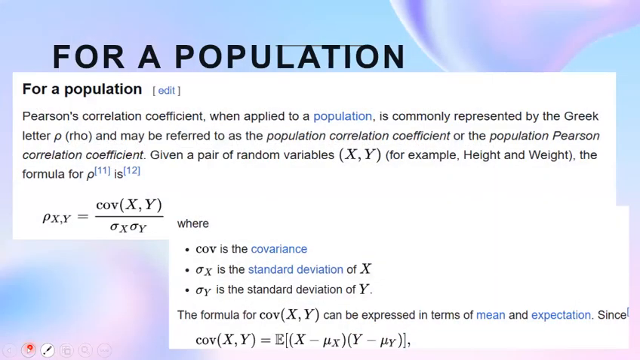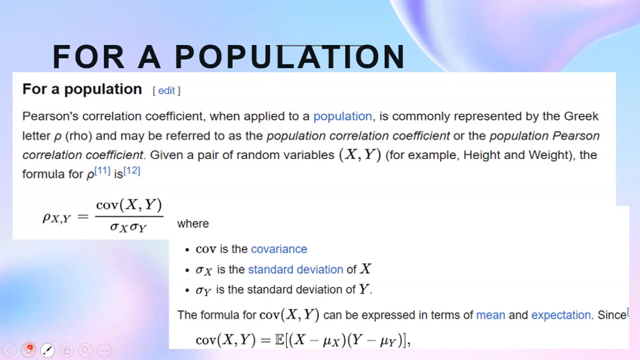So we basically have two settings in which we are going to be dealing with the correlation coefficient: in a population or in a sample. So for a population from which we are going to derive a sample, how are we going to express Pearson's correlation coefficient? Pearson's correlation coefficient when applied to a population is commonly represented by the Greek letter rho and may be referred to as the population correlation coefficient or the population Pearson's correlation coefficient.